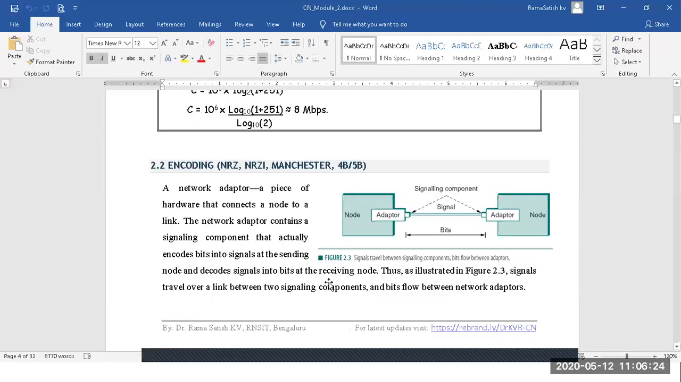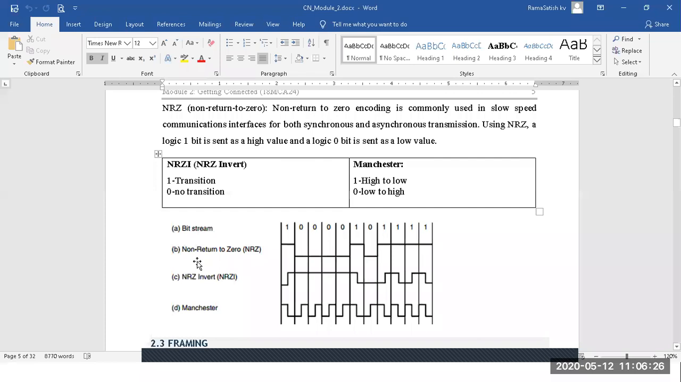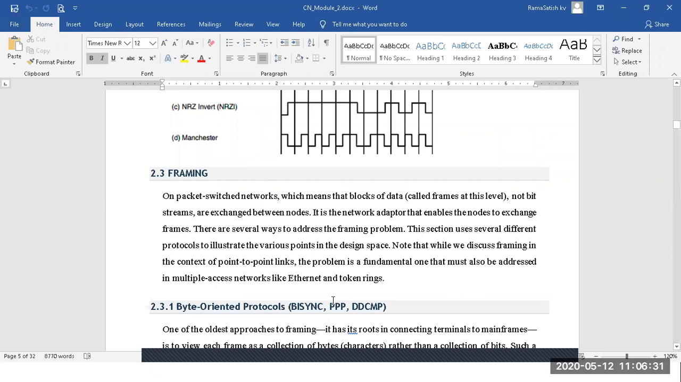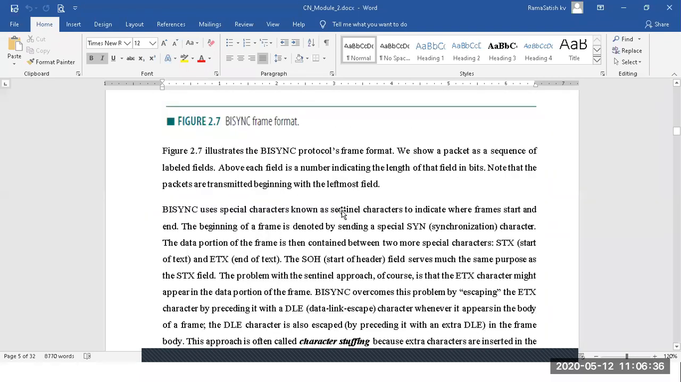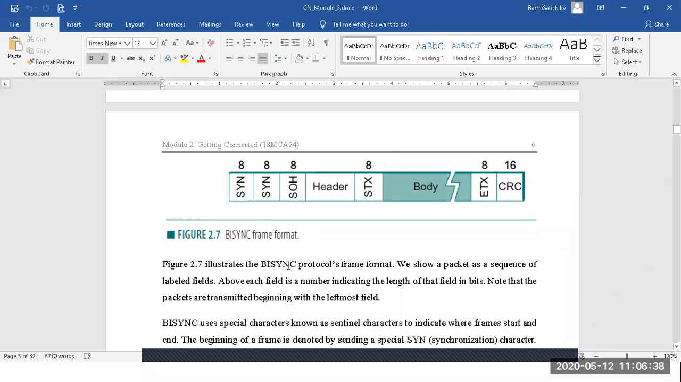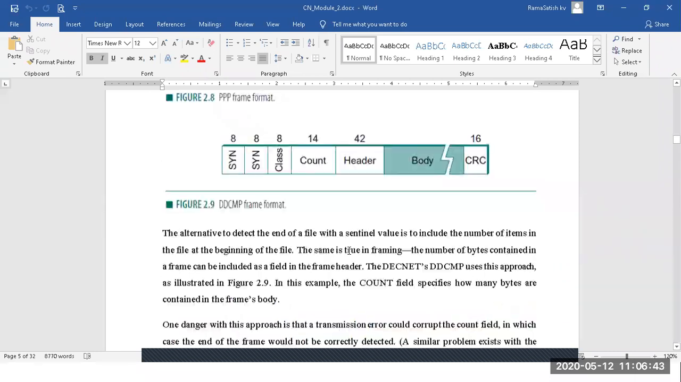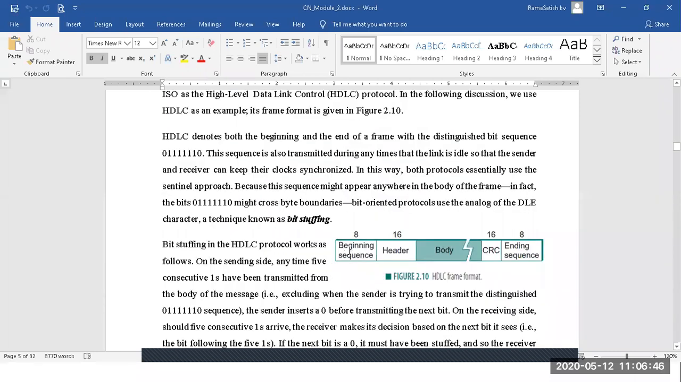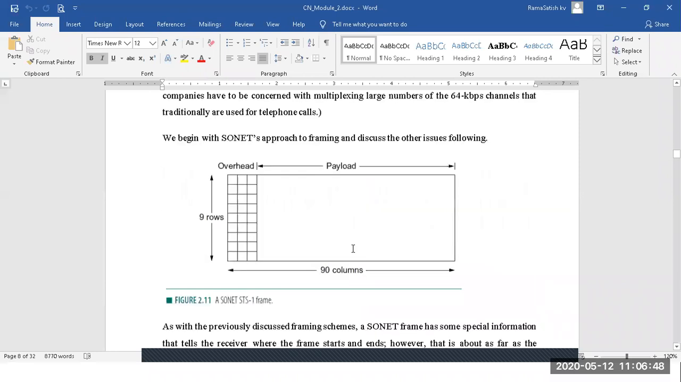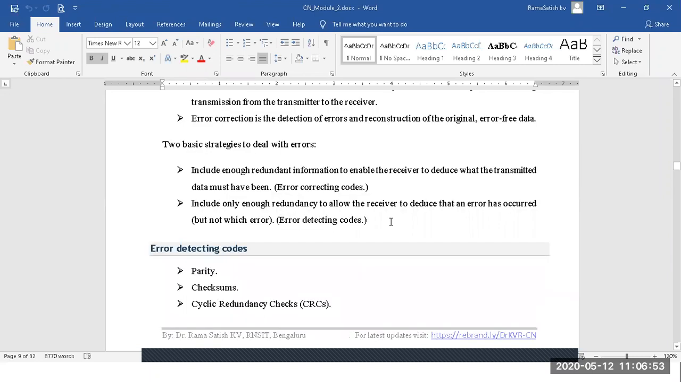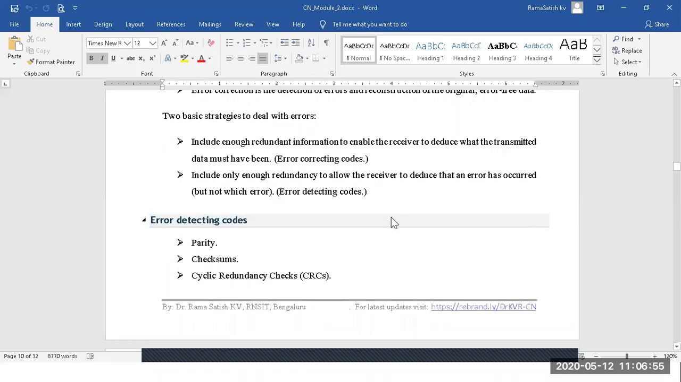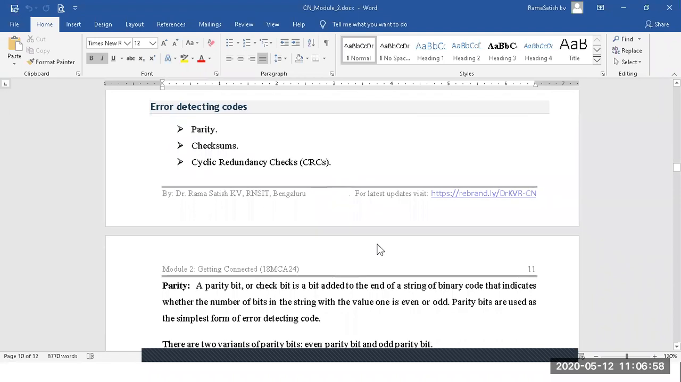And encoding schemes: what NRZ will do, NRZI will do, Manchester will do. What is framing? Bit oriented and byte oriented framing, and frame formats. Please take care of frame formats. There are 4 different frame formats, all 4 are important, and in the examination they will ask all the frame formats. The last one is Sonnet clock based framing.